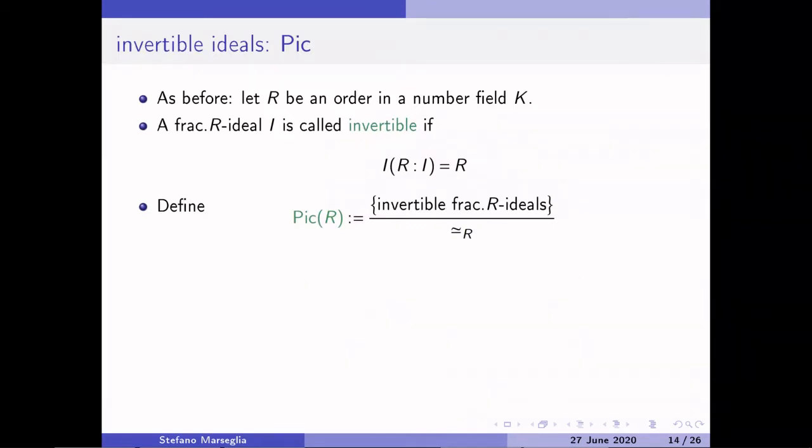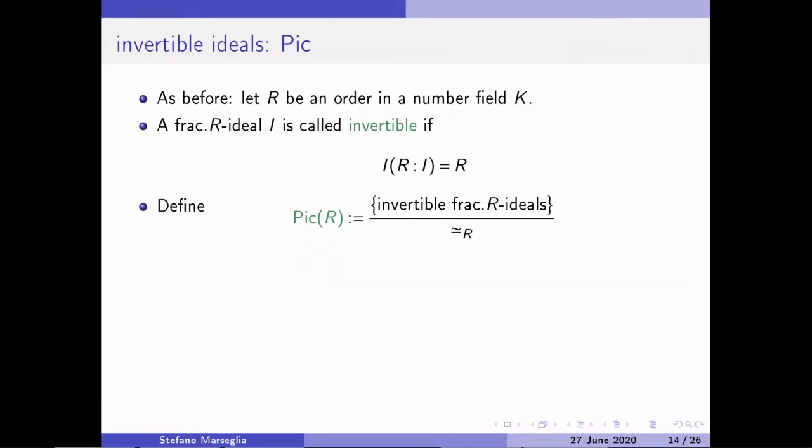So as before, R is any order in a number field K. Recall that a fractional ideal I is called invertible if I times (R : I) is equal to the order itself, R. There are a bunch of different equivalent definitions of invertibility. Another one is that I is invertible if there exists another ideal J such that I times J is principal, or another one is I times J is equal to R, but they are all equivalent. And this one I think is the most direct one. You take I, you compute the colon ideal (R : I), and you check if the product of the 2 is the ideal generated by 1, or the order itself.